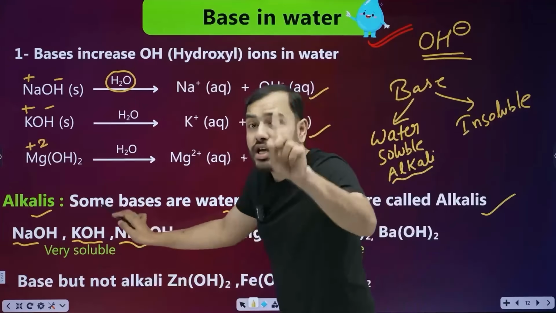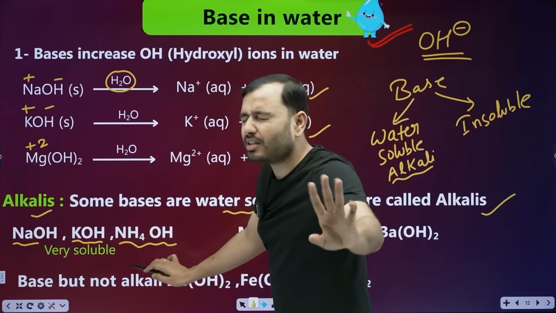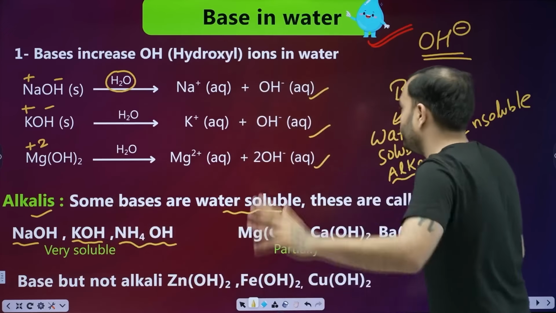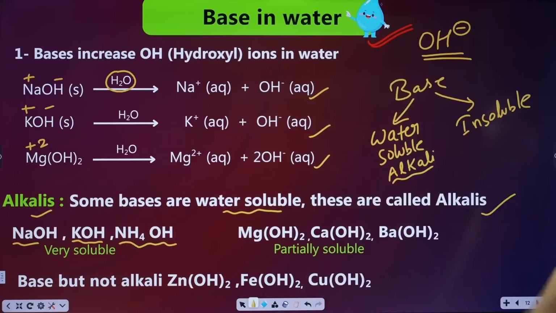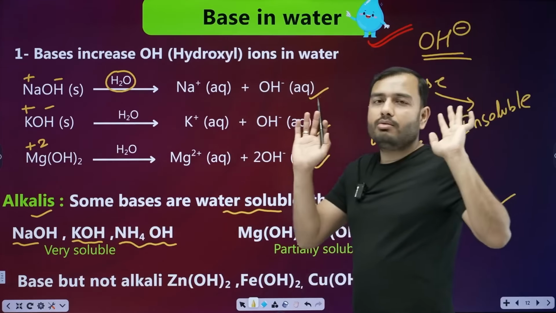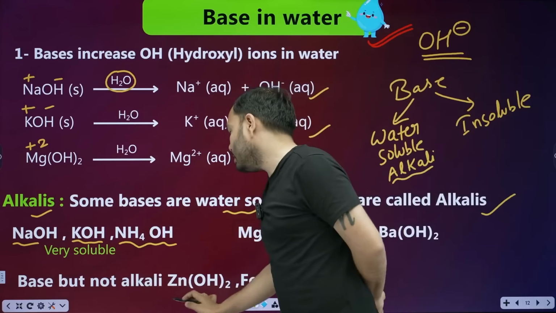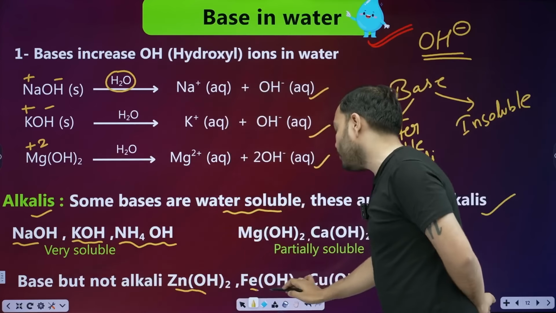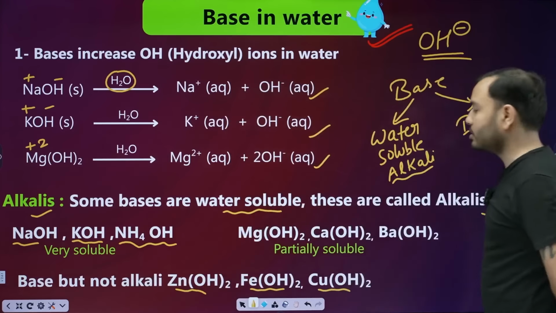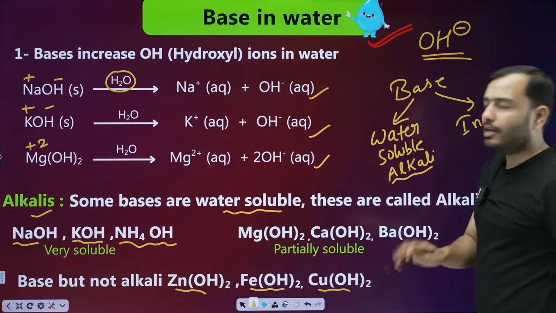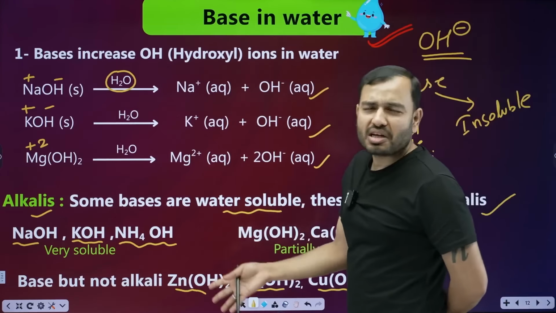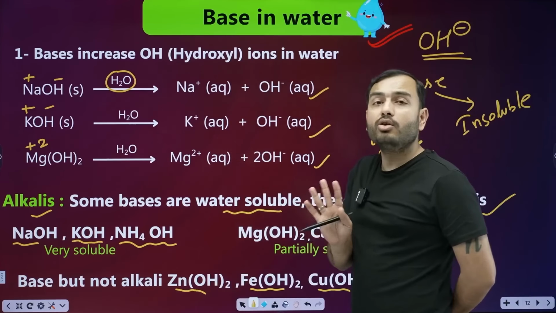Recall KOH, NaOH, NH4OH. These are three. You must remember KOH, NaOH, NH4OH. There are some bases which are not soluble in water, which means whatever is left, they are not alkali. Base but not alkali: zinc hydroxide, Fe(OH)2, copper hydroxide. What are all these? Not alkali. Anything you can write, magnesium oxide, anything. What are they? Not alkali.